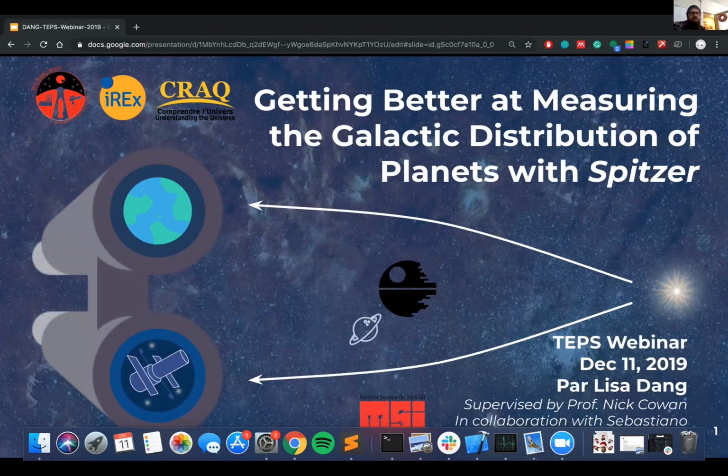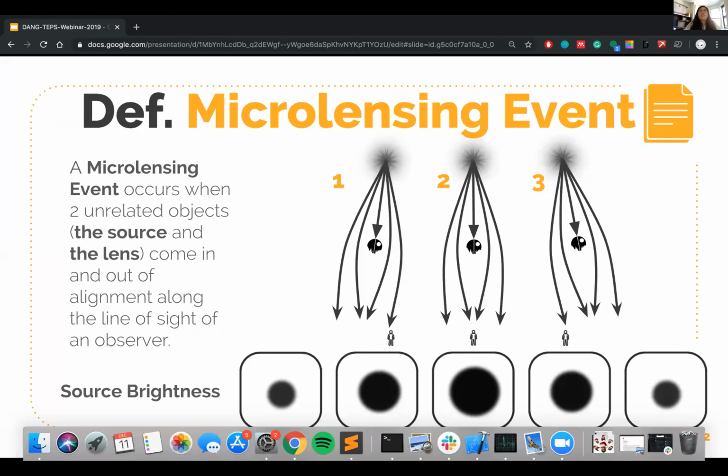So as he said, today I'll talk about the Spitzer microlensing campaign and my effort in getting more precise results from this campaign. Since microlensing is intrinsically very different from other methods we use to detect and characterize planetary systems, I thought I'd briefly go over the basics of this method.